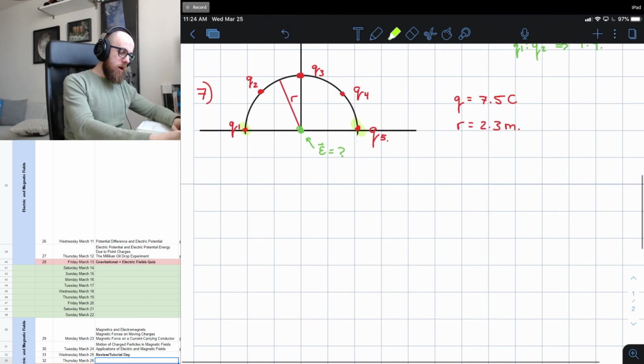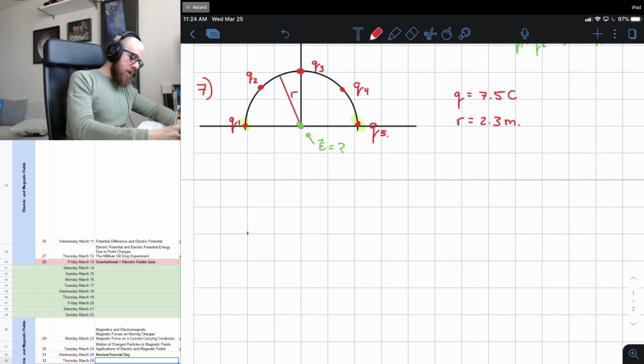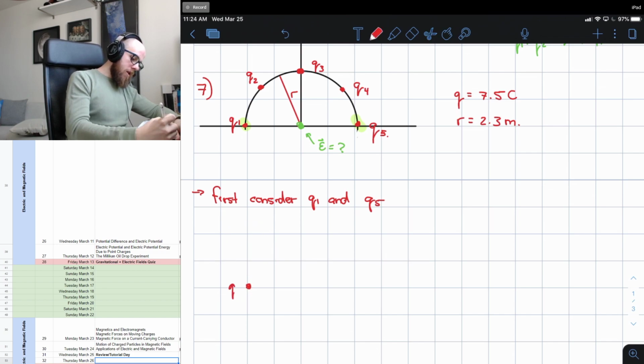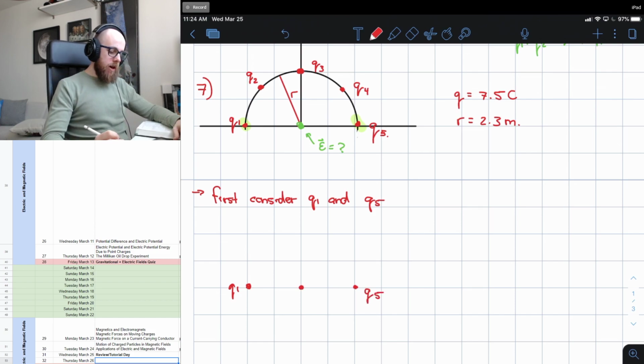Okay, so I'm going to pop these out a little bit. So steps: first, consider Q1 and Q5. Okay, so I have Q1 here. I have Q5 right here. I have my origin right in the middle.